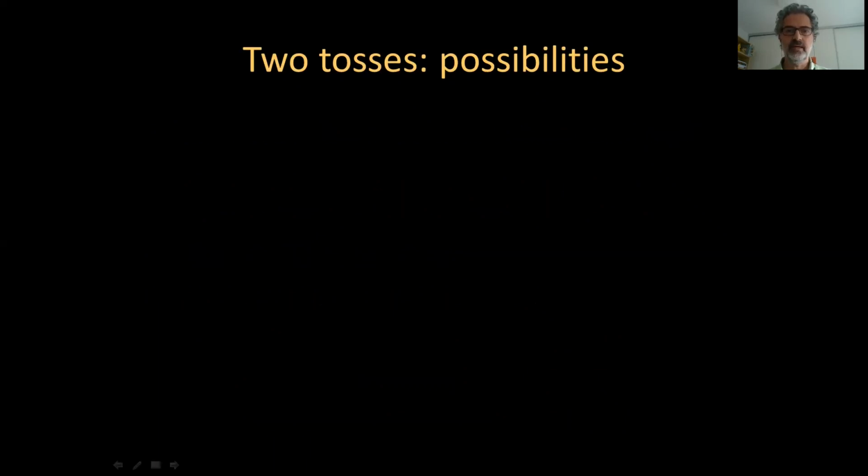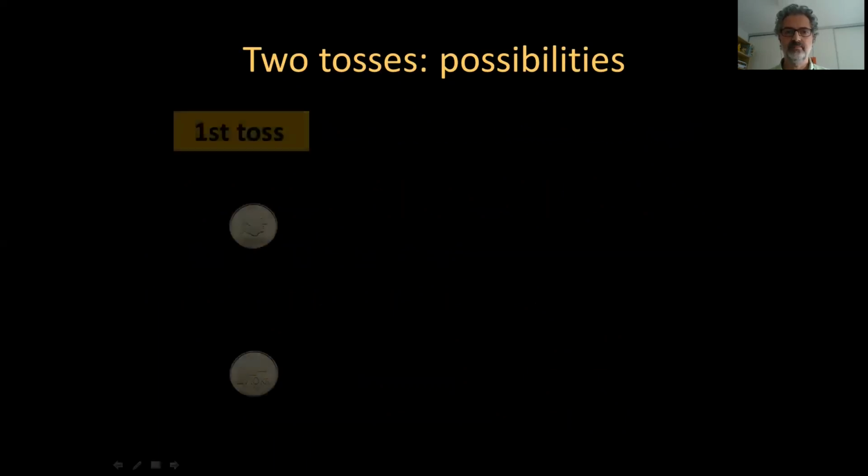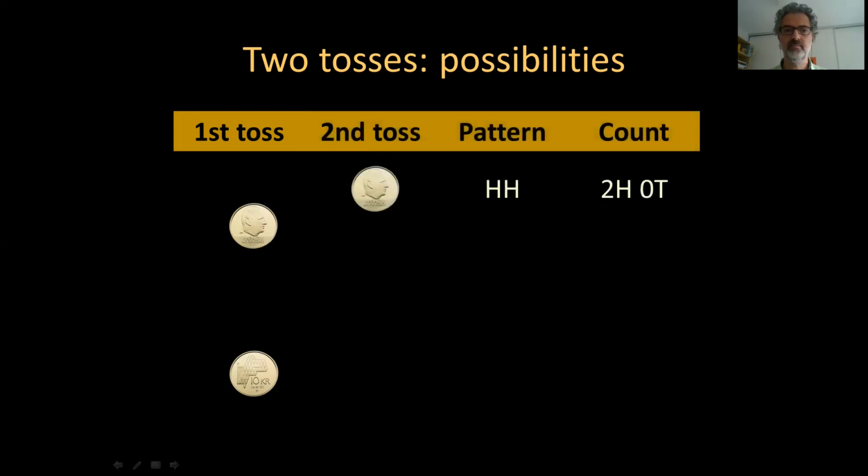So first, let's look at the possibilities. The first time we toss a coin, it can be either heads or tails, and it's equally likely to be either one of them. Then the second time, if you were heads the first time and you get heads the second time, then the pattern is heads, heads, and the count is twice heads, 0 tails. If you got heads the first time, the other possibility is you get tails the second time. So this would be your pattern, and this would be the count.